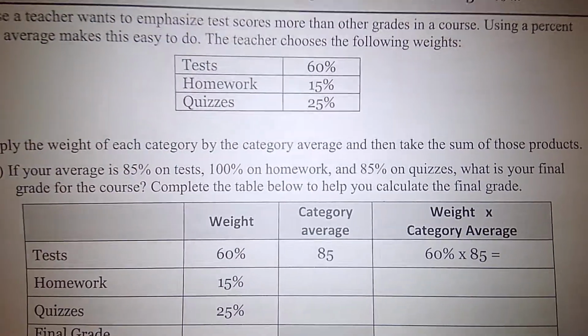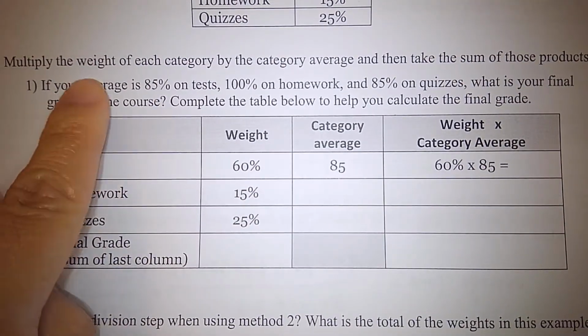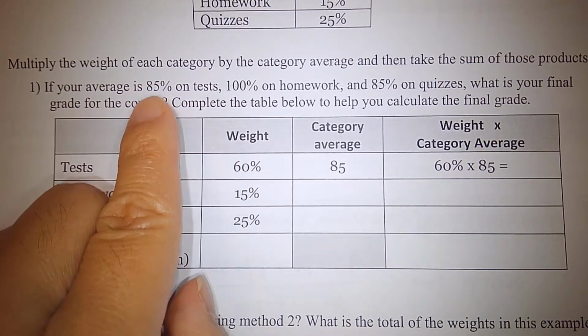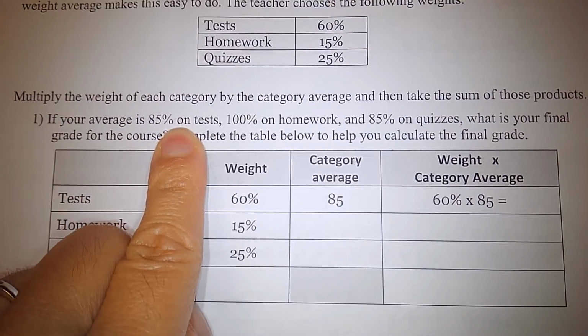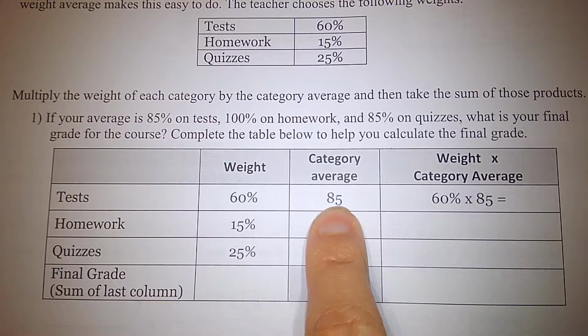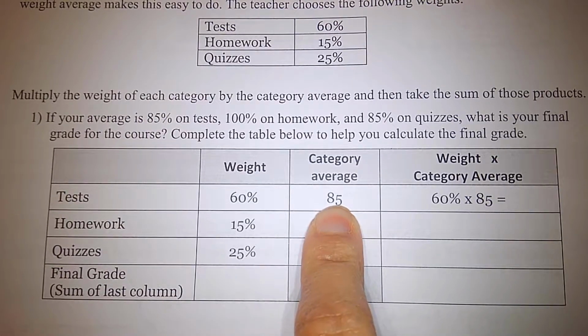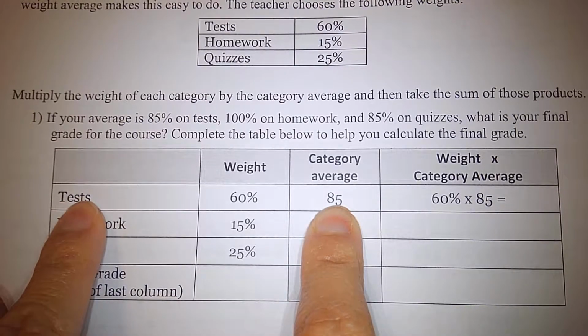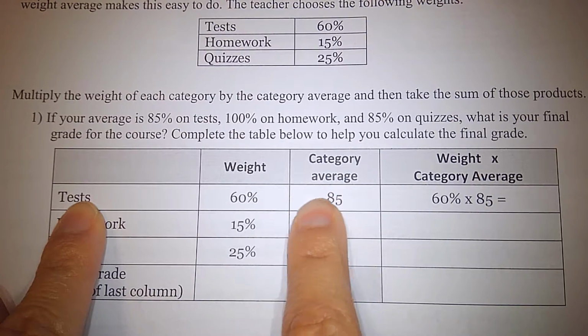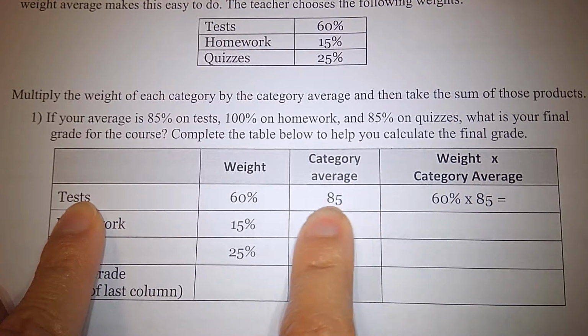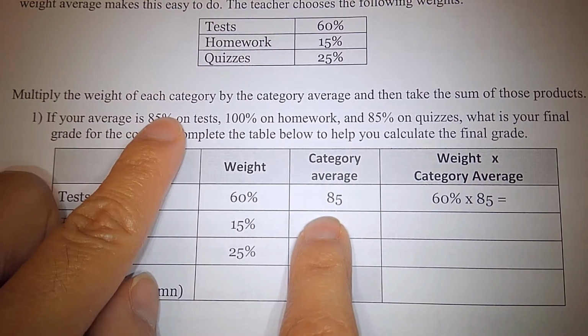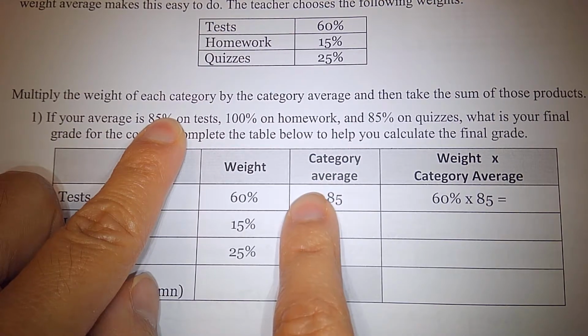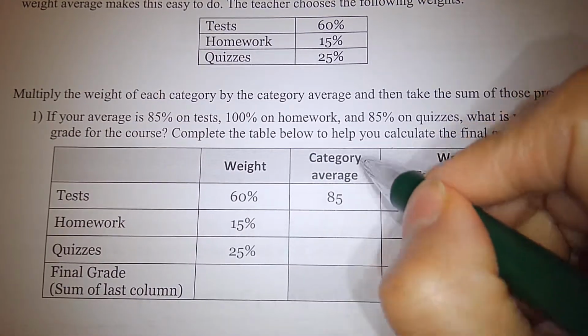Now, if your average on tests is 85%, what does that mean? You get 85 points on average for your tests. So is this 85 a value or a percent? Well, it is in percent, but it also gives us a value, right? This column gives us a value.